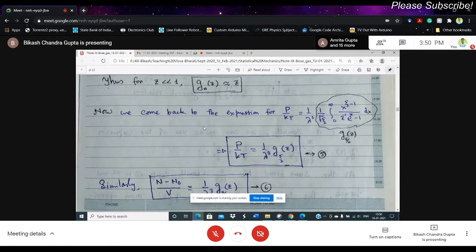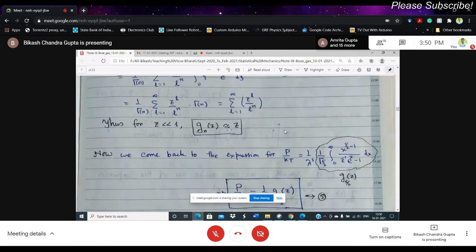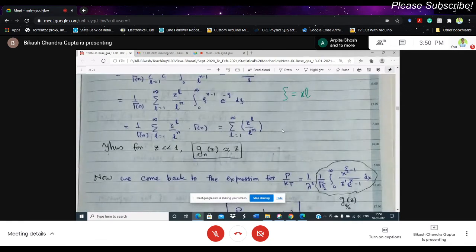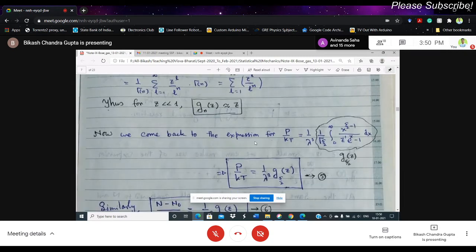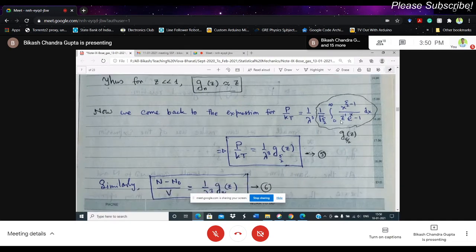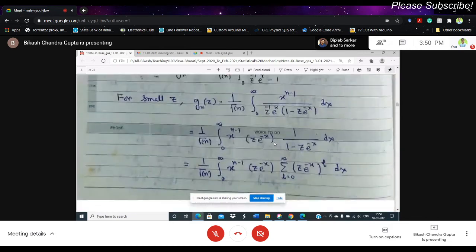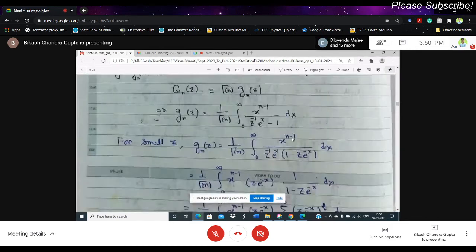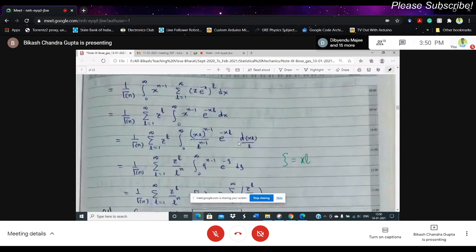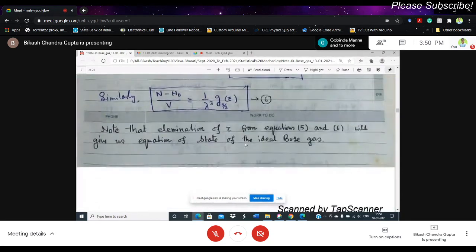Now come back to the expression for p, and remember that you can write this in terms of this series only when the series converges. Okay, you have to be careful. Now see, come back to the main expression, that P by kT is g 5 by 2 of z. I already talked about it, right? It is written here. P by kT is 1 by lambda cubed g 5 by 2 of z, and g 5 by 2 of z we have already explained what the form is, right? Like this.